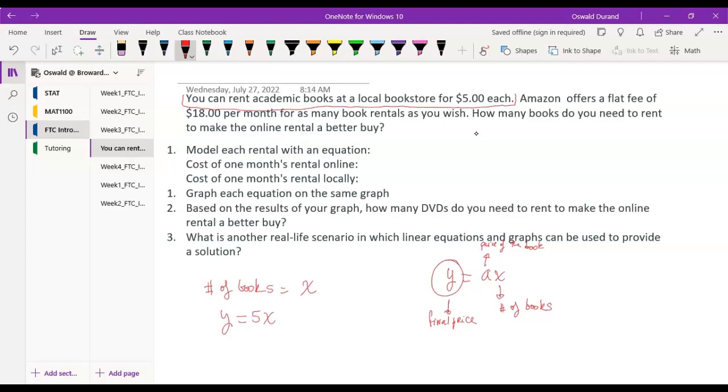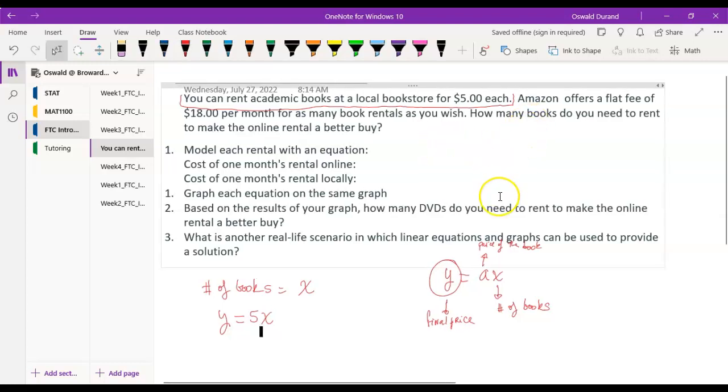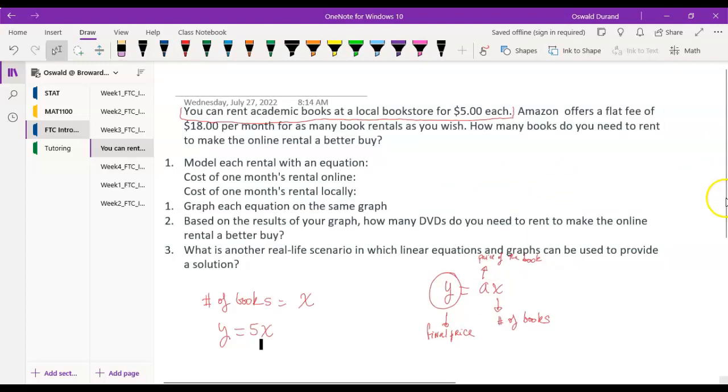That's what's going to determine the price of the rentals for that month, right? So for 1 month, you get y. If you get 2 books, you get $10, 5 books, 25, and so on for that month. Okay, so that's how you're going to determine that. Now, that's the first equation.